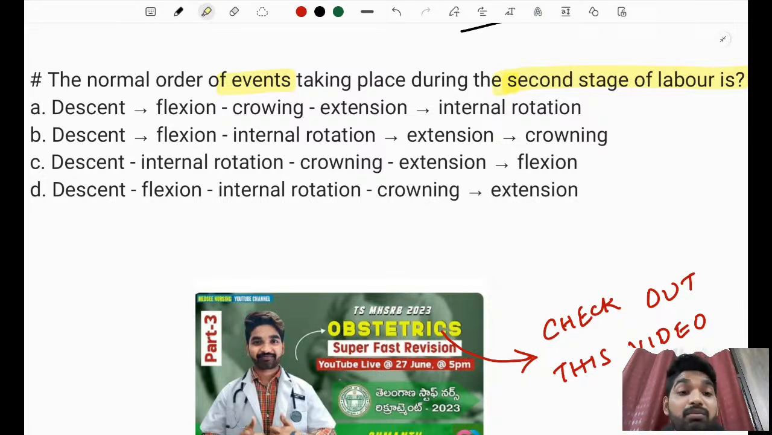Still you are in Naegele's rule. Gayatri, come to the next question. Okay, we are going with our next question. Mechanism of labor. Can you people tell me? Yes, why C, Prasad? Any confusion? There should be descent, then flexion, then internal rotation, right? C is wrong.